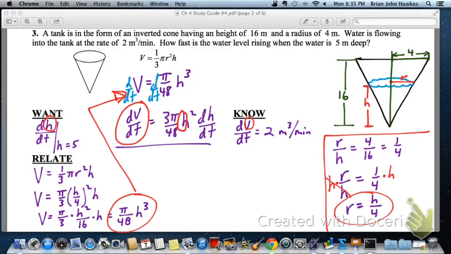So let's just plug in dV/dt, and that is 2. Let's do blue. Okay, so our dV/dt is 2. We can say 2 equals 3 pi over 48 h squared dh/dt. Let's clean this up a little bit. 3 goes into 48 16 times, so we can write that as pi over 16 multiplied by h squared. The h, again, at the point that we want our dh/dt is 5, so 5 squared times dh/dt. Okay, and then we have 25 pi over 16.